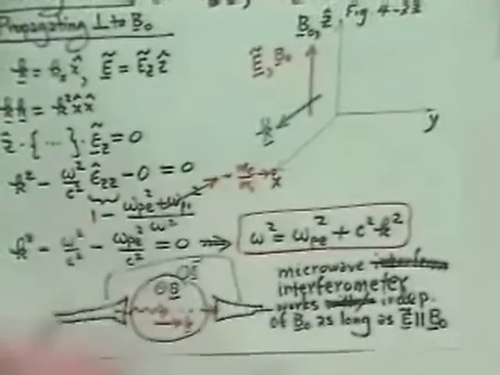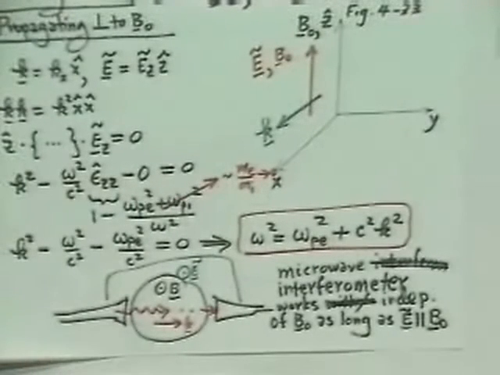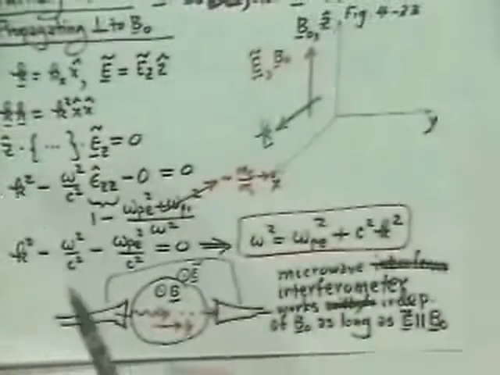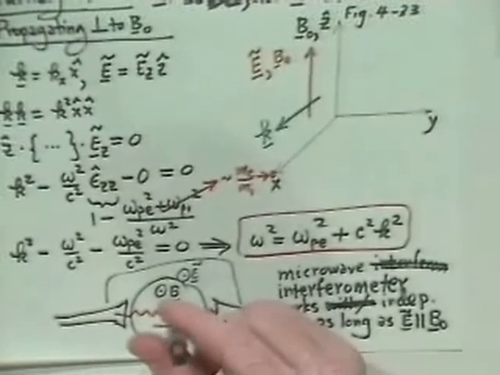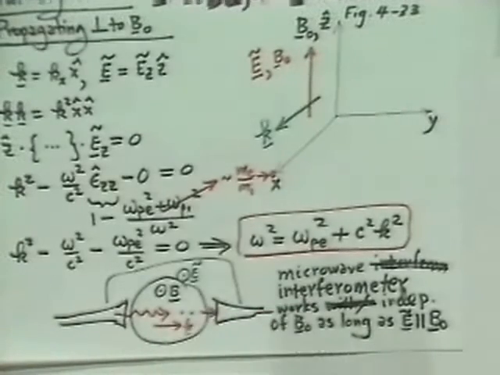And it turns out you have to go through a little bit of algebra, but even though it's maybe not precisely parallel, it's similar even for other directions. So the moral to this story is that, again, if you want to use a microwave interferometer, you have to arrange that the electric field of the particular waves you're launching is in the same direction as the equilibrium magnetic field.